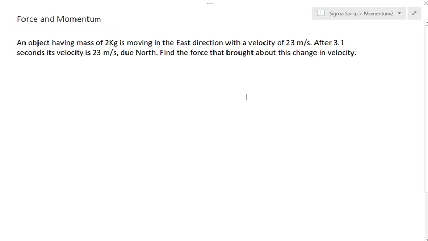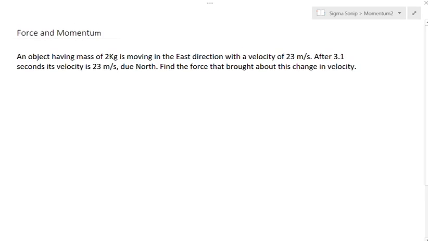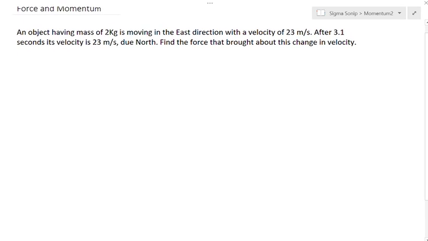Okay, so in this video we are going to find the force that would be needed to bring about a change in the velocity of an object. So the question is here that we have an object having a mass of 2 kg and it is moving in the east direction with a velocity of 23 meters per second, and after 3.1 seconds the object's velocity changes to 23 meters per second but in the north direction.